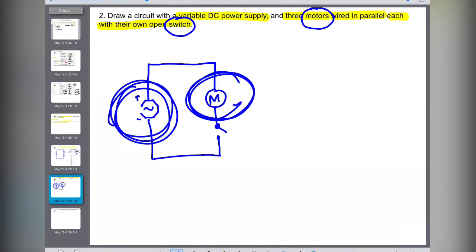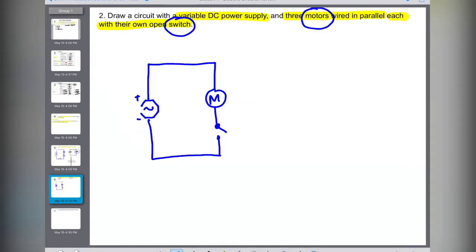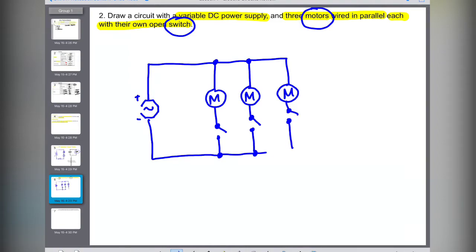Okay, so when that's established, then what you do now is you can branch it off. When it's something that is in parallel, meaning I'm going to create an extra branch. So I'm going to go out this way. Going to do another motor that is in parallel, and then another motor that is in parallel. Okay, so does that look like something you would draw?